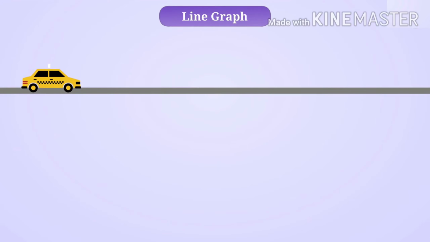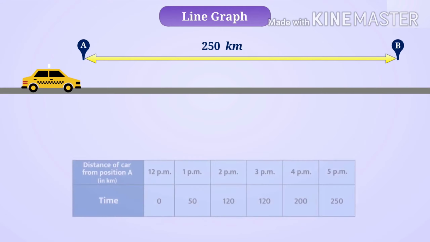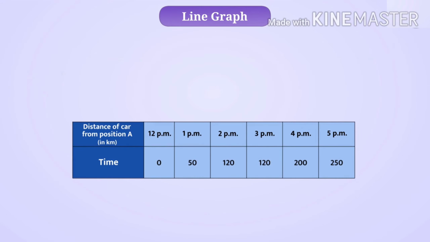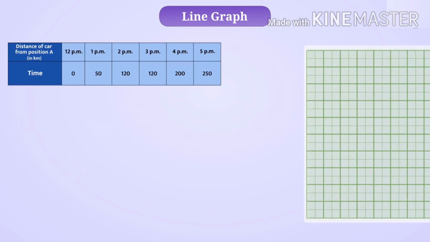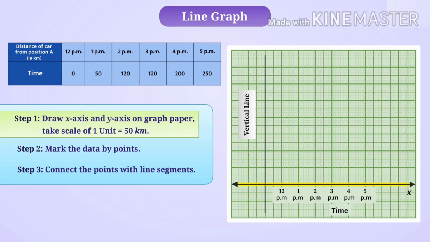Let's take an example of time and distance. Let's say this car has to travel 250 km from point A to point B. We will make a line graph for this example. Let's say this car has covered distances at different times like this. Now we need a graph. On the horizontal axis we take the x-axis, which shows the time given in the information, and the y-axis, the vertical axis, shows the distance covered by the car from point A.